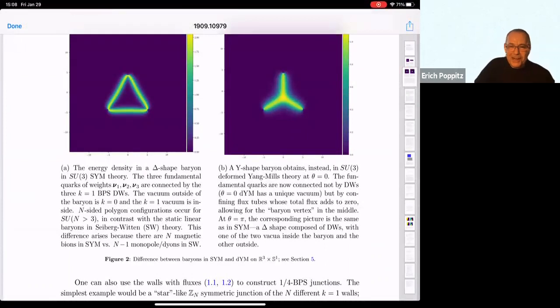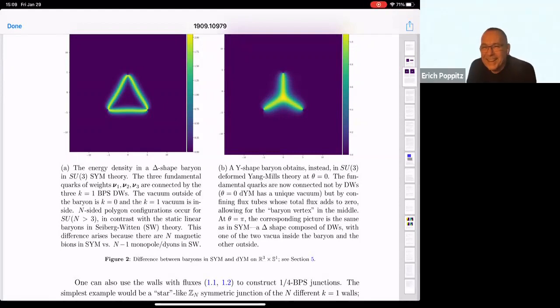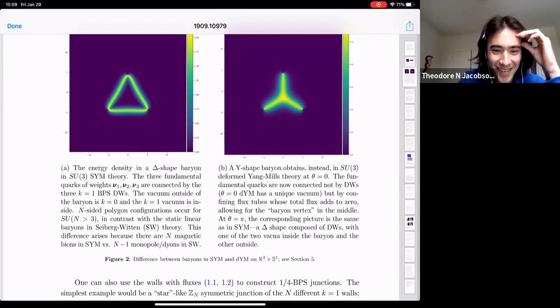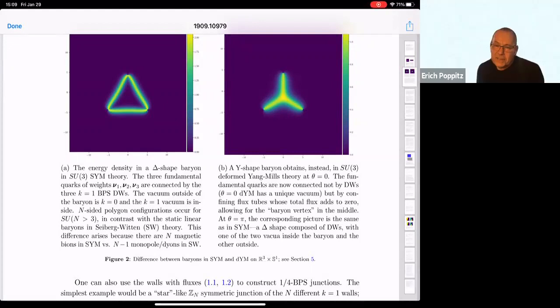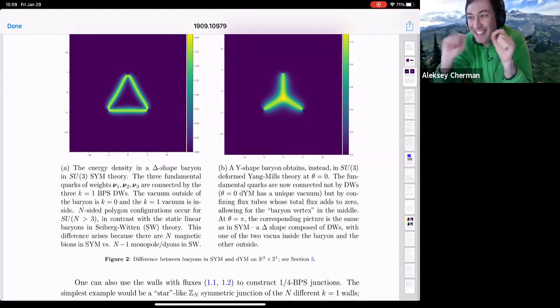So the left is super Yang-Mills, SU(3). The right is deformed Yang-Mills at theta = 0. It goes from delta to Y, and there is the reference. Yes, but these are static baryons, so presumably of relevance to some very excited baryon. And the delta in this caption is not the delta baryon, just to be clear. No, it's not the delta baryon.